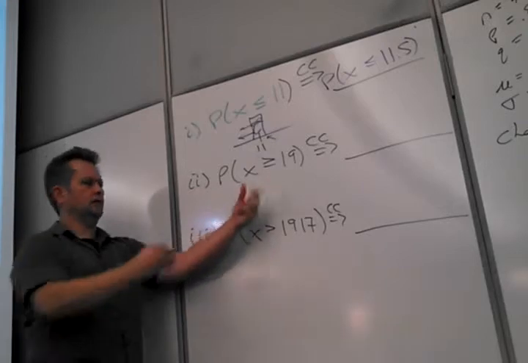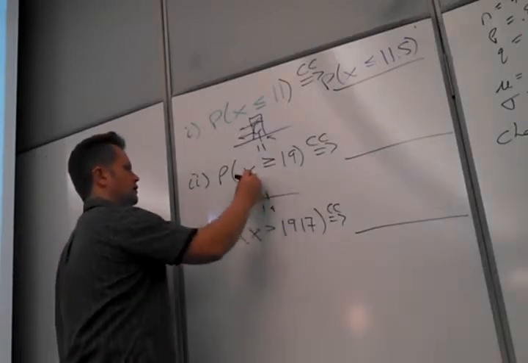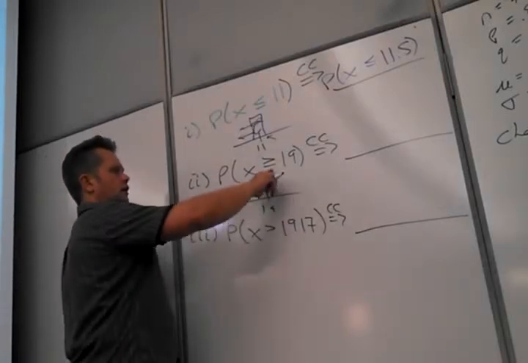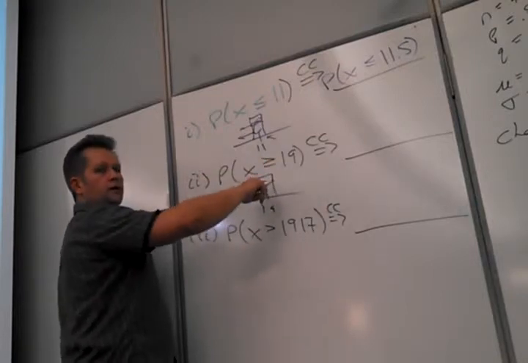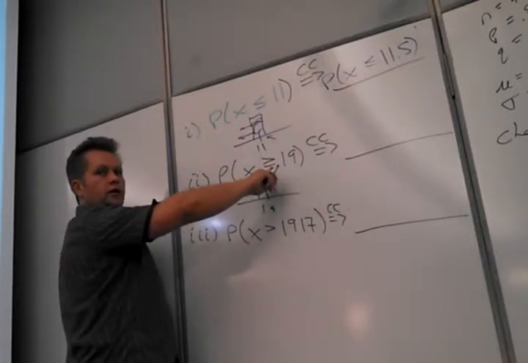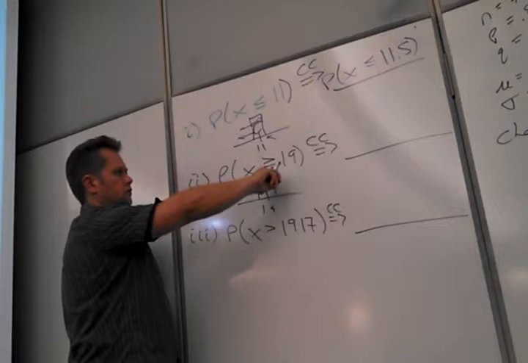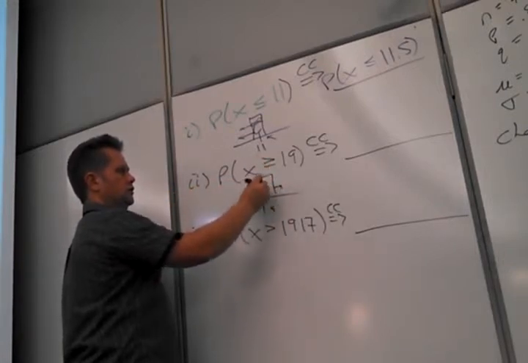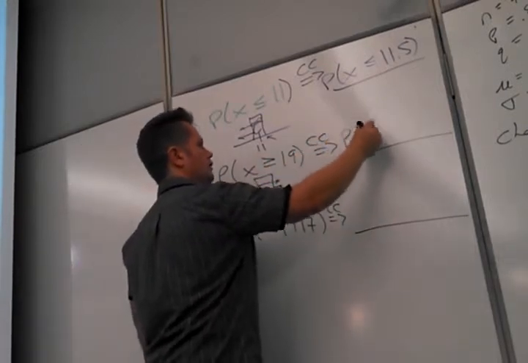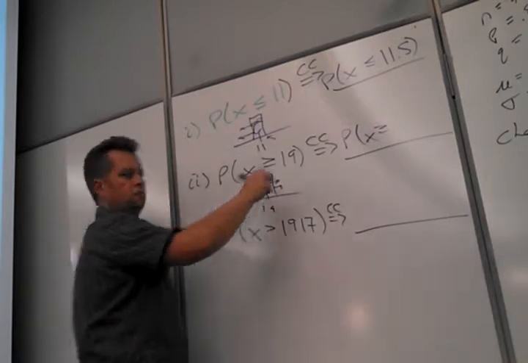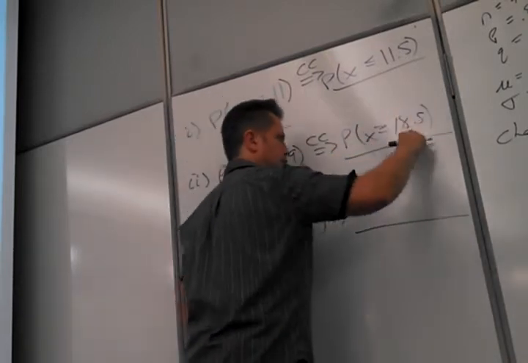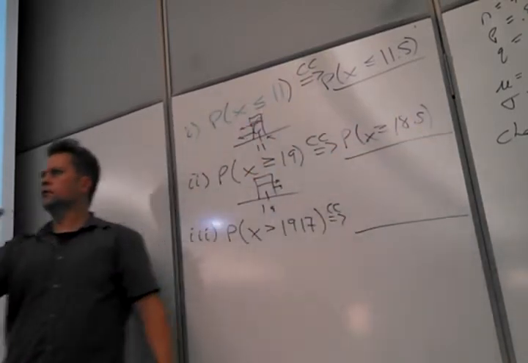So what about this one? Same thing. Draw a little box on 19. Now you're going to shade up. And again, you want to include 19. So you don't want to start there, you want to start there. So this will become probably x greater than or equal to 18.5. You make a z-score out of that, look it up.